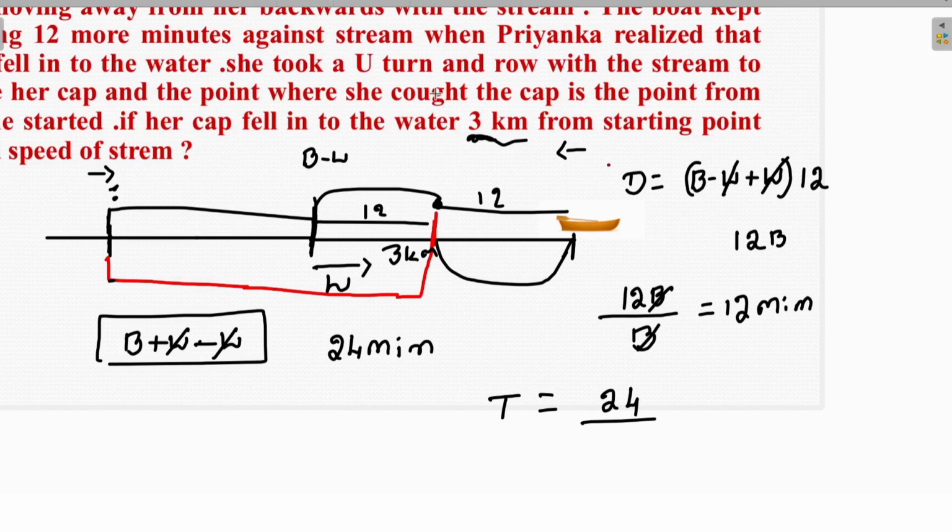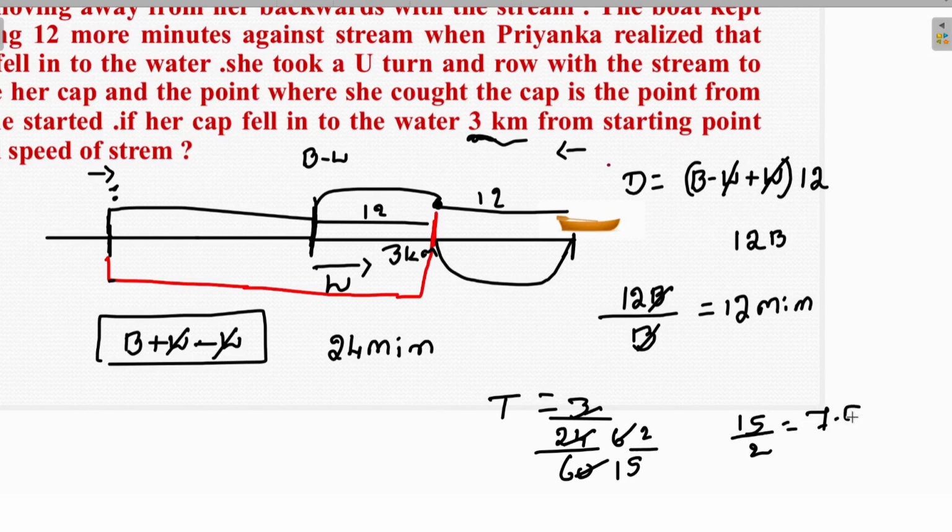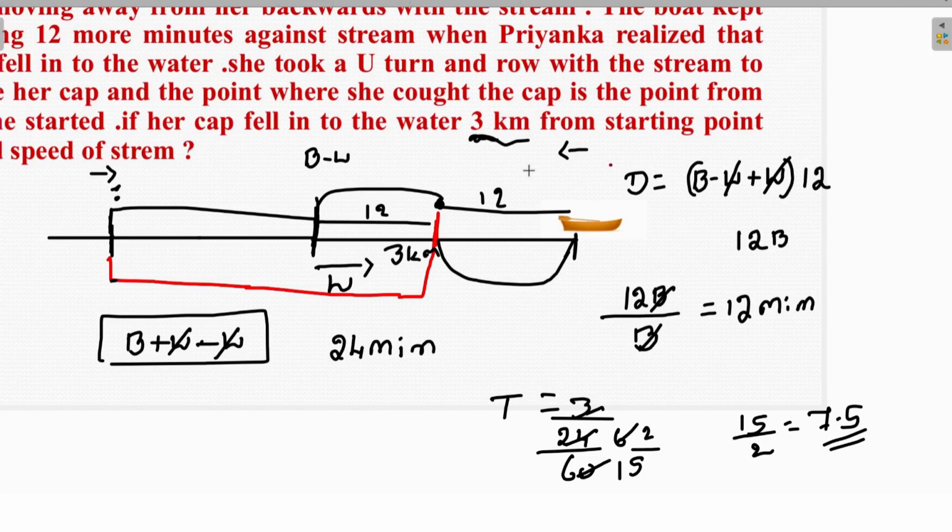Sorry, 24 minutes, 3 kilometers. 3 kilometers in 24 minutes. 24 minutes means 24 divided by 60, so you can cancel. With 4, 6 fours are 24, 4 fifteens are 60, again 3 ones are 3, 3 twos are 6, then 15 by 2. 15 by 2 is 7.5. So the water speed, the answer, will be 7.5 kilometers per hour.